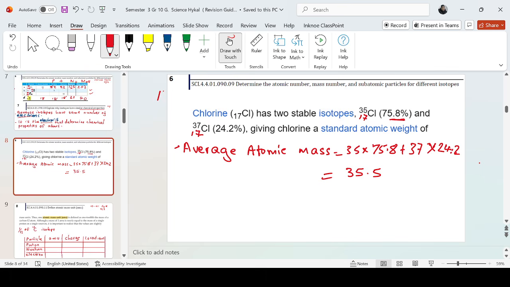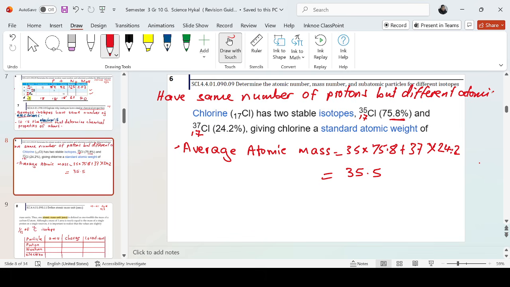Isotopes have the same number of what? Elements with the same number of protons, but a different number of neutrons, or a different mass, different atomic mass.